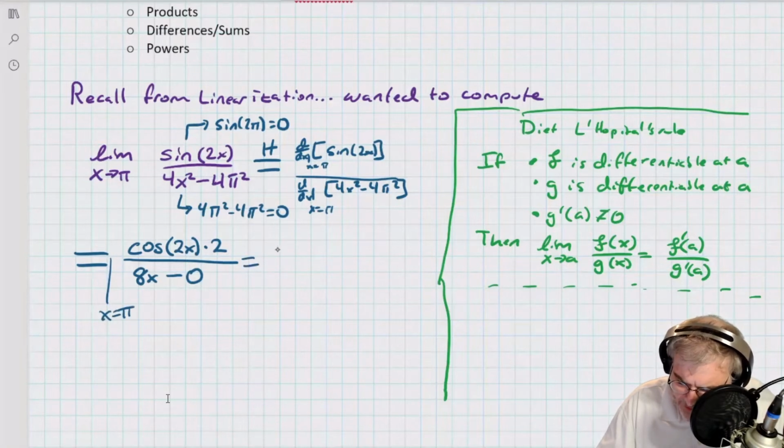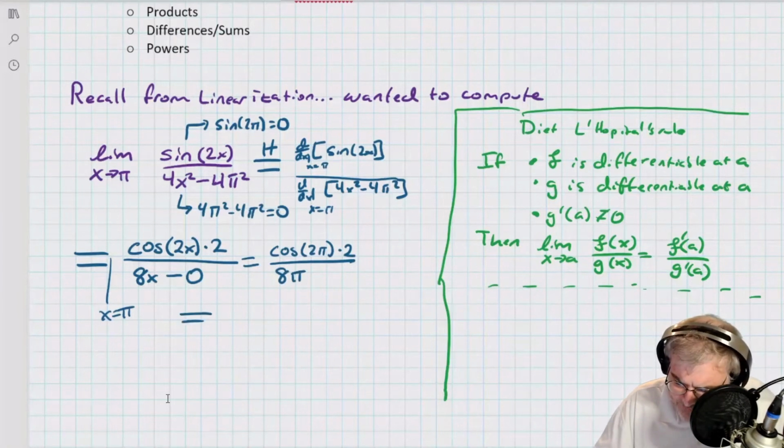So what I get is cosine of 2 pi times 2 over 8 pi minus 0. And that gives me this, this should be diet L'Hopital, by the way. And I would wind up with 2 over 8 pi, which equals 1 over 4 pi.